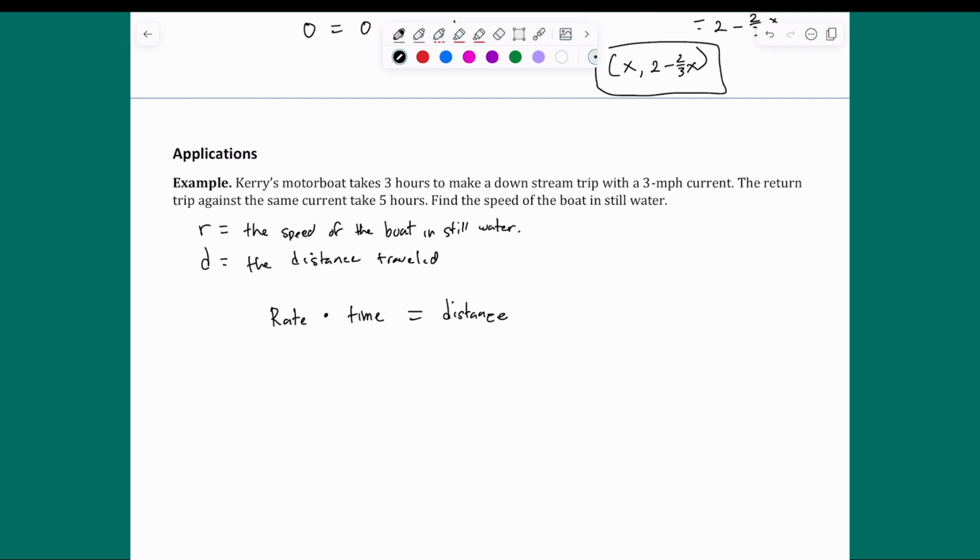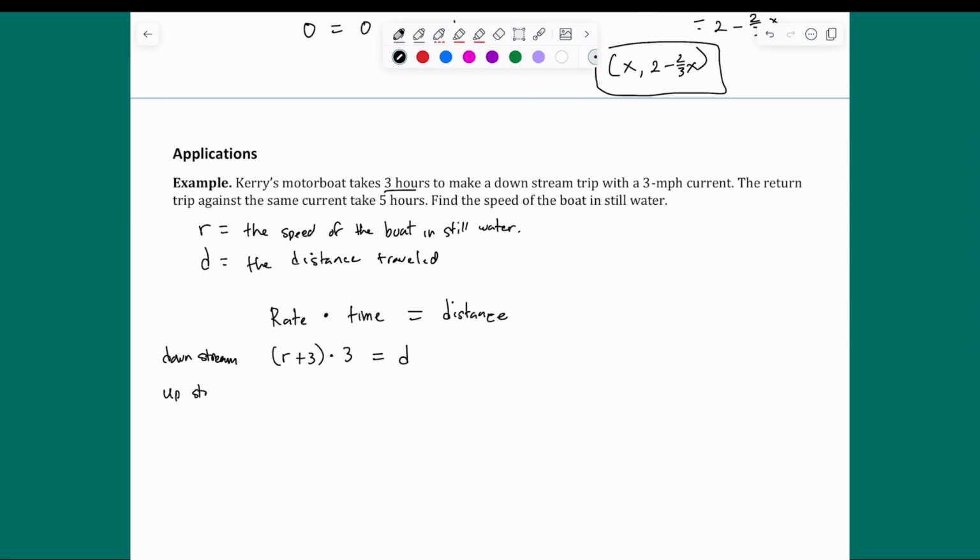Okay, so if we're going downstream, then the rate would be R, the rate of the boat, right? But the current is helping, so that means we get an extra 3 miles an hour. For how long are we going? Well, it says it took 3 hours, and so 3 times that rate would give us the distance.